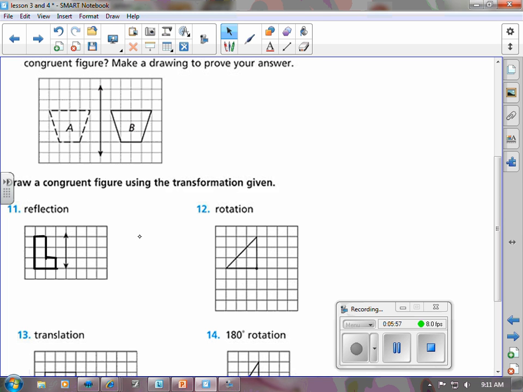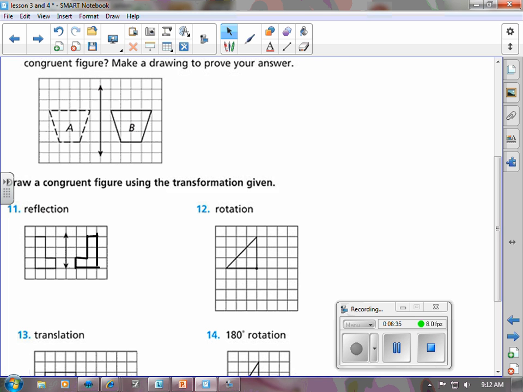So I'm going to take this L, and if I'm going to reflect it across, then it needs to look exactly the opposite of what it currently does. So it's actually going to face the other way, but all my little lines need to match up. Okay, because it is a reflection.